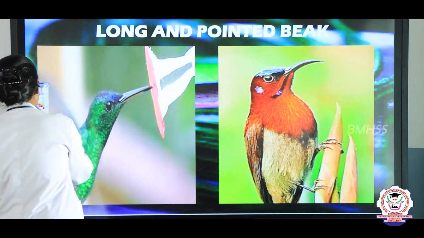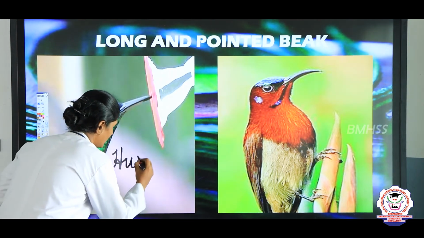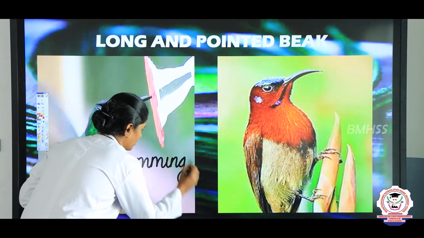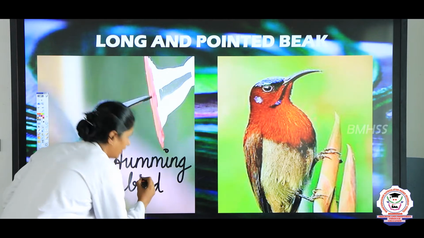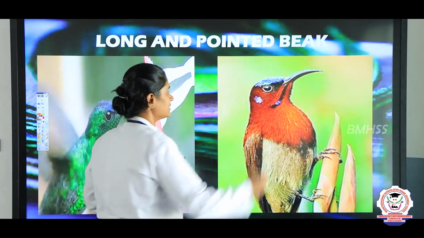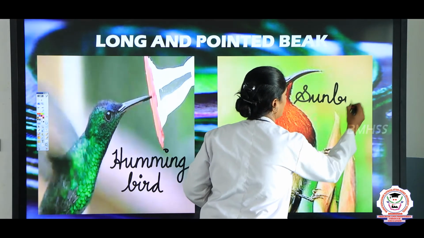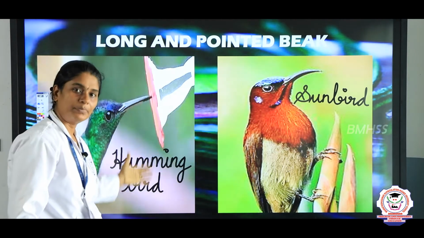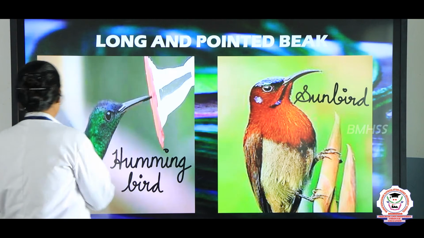So what are the birds? Hummingbird, hummingbird. And then the name of this bird is sunbird. So sunbird and hummingbird, they have a very long and pointed beak, right? Now let's see the next one.